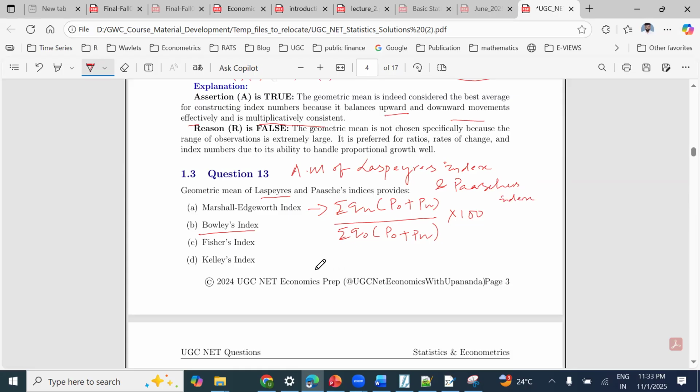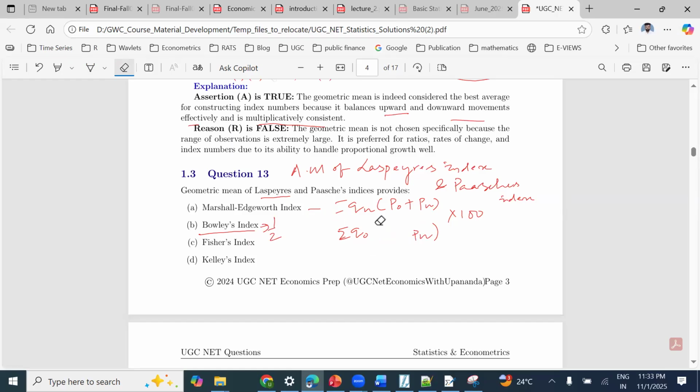Okay. So how will you write it? Have you noted down this formula? So Marshall Edgeworth index. So half. Shall I remove this formula? Sangeeta? Yes, sir. Okay. Is it clear? What is Bowley's index? It is the arithmetic mean of Laspeyres index and Paasche's index.